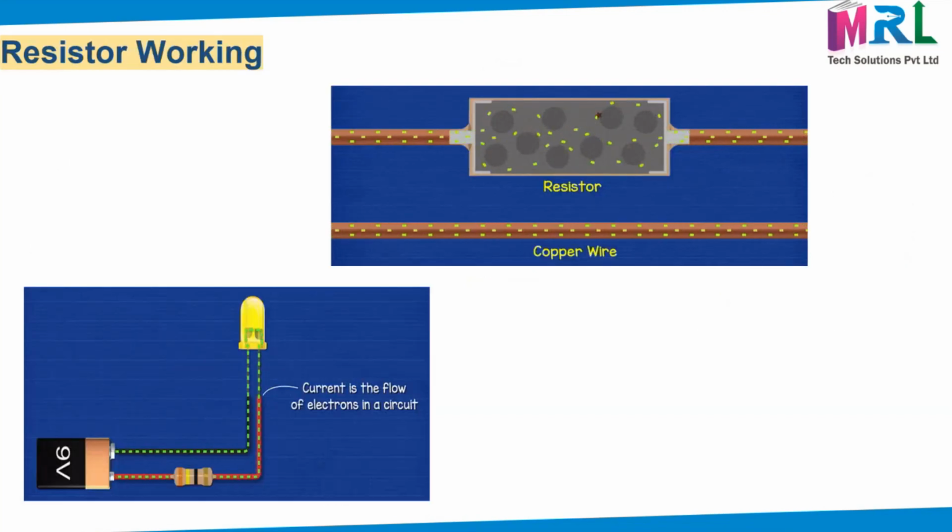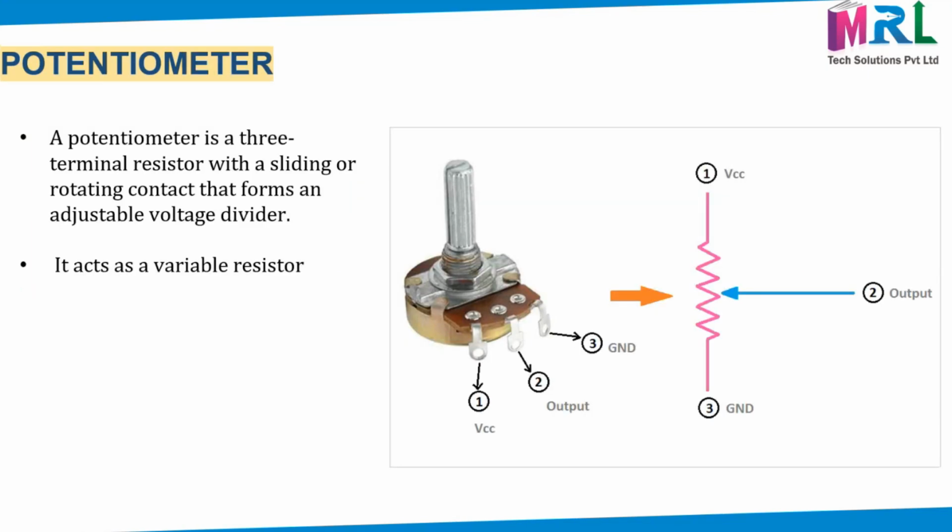Okay. You know what is resistor? Resistor restricts the flow of electrons. By that, it reduces the current. Okay. Similarly, potentiometer is acting as a variable resistance. Make a note of it. Potentiometer acts as a variable resistor. Okay. So this line you write. Potentiometer acts as a variable resistor.